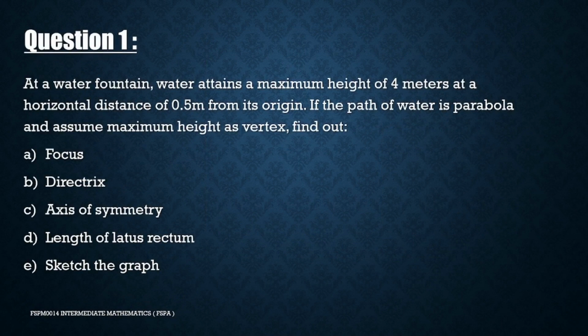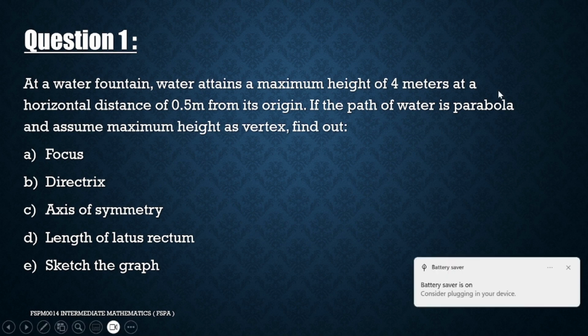For question 1, at a water fountain, water attains a maximum height of 4 meters at a horizontal distance of 0.5 meters from the origin. If the path of water is a parabola and we assume the maximum height as the vertex, find out the focus, directrix, axis of symmetry, length of latus rectum, and sketch the graph too.